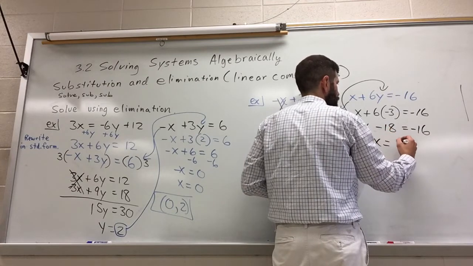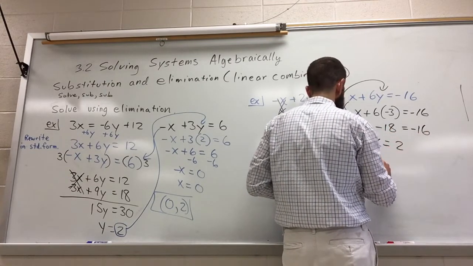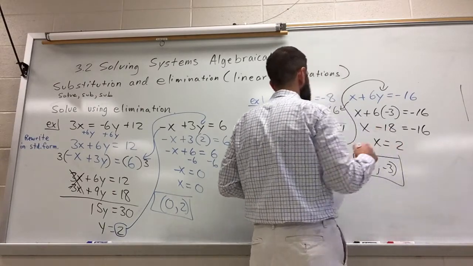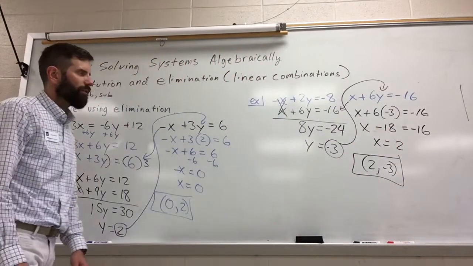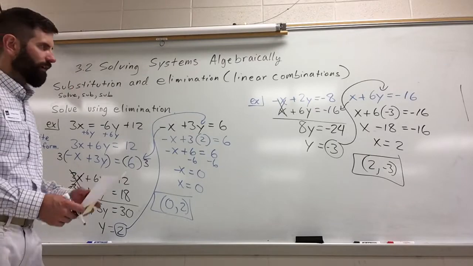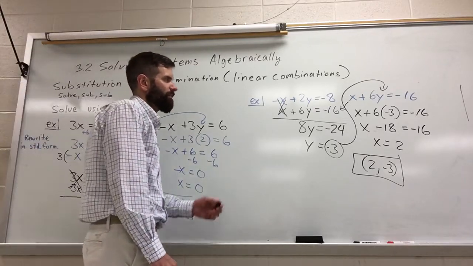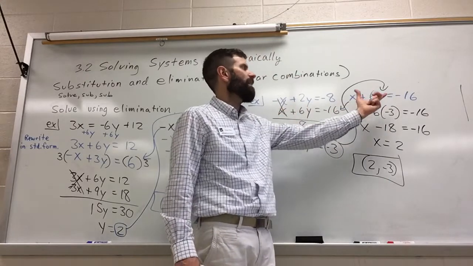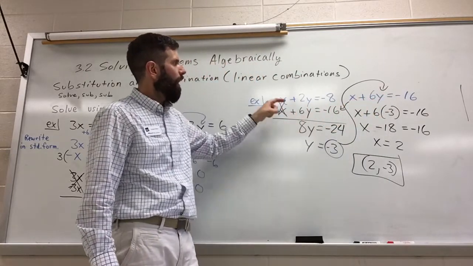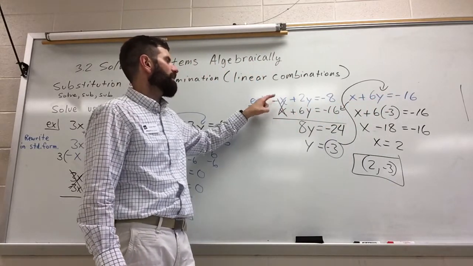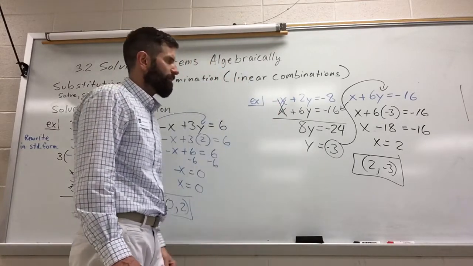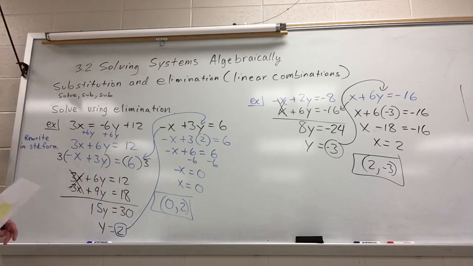Add the 18 over. And I get a final answer of 2, negative 3. And of course, you can check your answers as well to make sure you did it right. So sometimes elimination, this problem was tailor-made for elimination. Already in standard form, already had a set of variables that would eliminate, tailor-made for standard form. This one required a little more work.